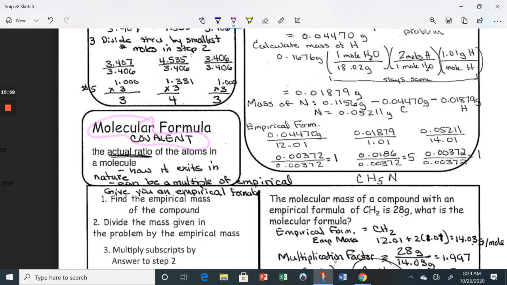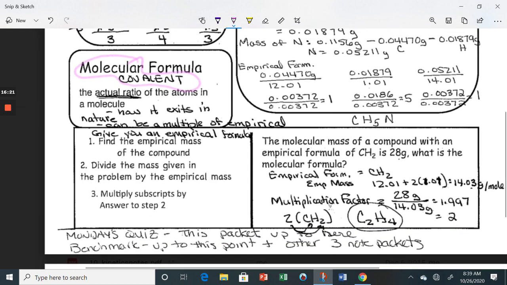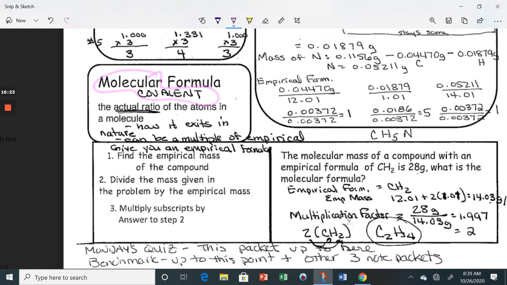So once you find and know the empirical formula, if they give you a mass for the molecular mass, how it exists in nature, you can easily find the molecular formula. It's a ratio, right? So I say, how many goes into? That's what I always ask you. How many empirical formula masses go into that molecular mass? So again, there are steps. It's pretty intuitive once you do it enough, but you have to do it the right way.